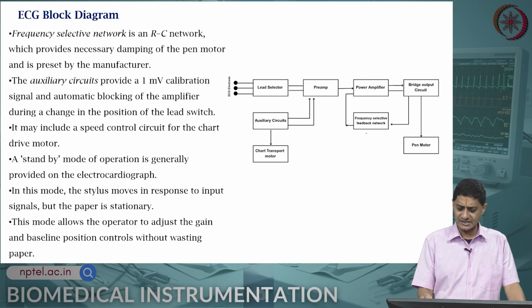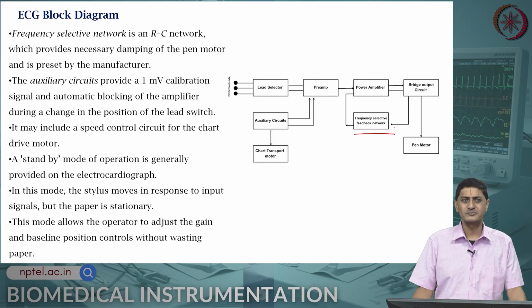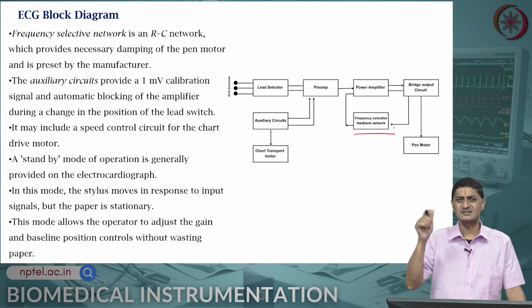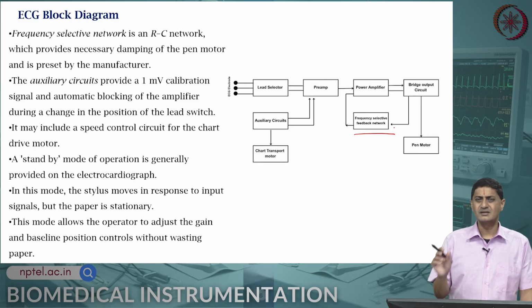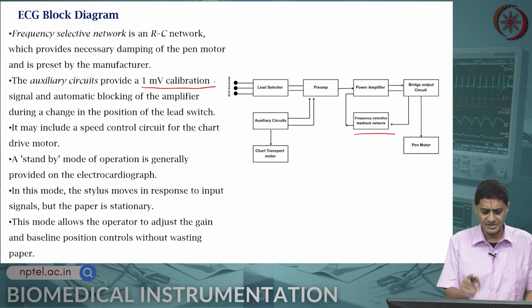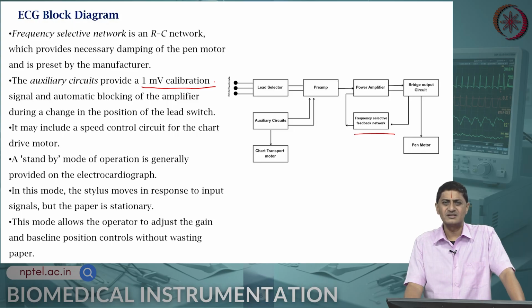This frequency selective feedback network is essentially an RC network that provides the damping to the pen motor, that is preset by the manufacturer, so that it is not too fast, it does not oscillate too much, so that it does not produce too much noise. There are other auxiliary circuits that provide a calibration signal, 1 millivolt calibration signal, and then automatic blocking of the amplifier during a change in the position of the lead switch. So, when I am changing the lead switch, at that time the amplifier is blocked for a brief period of time.